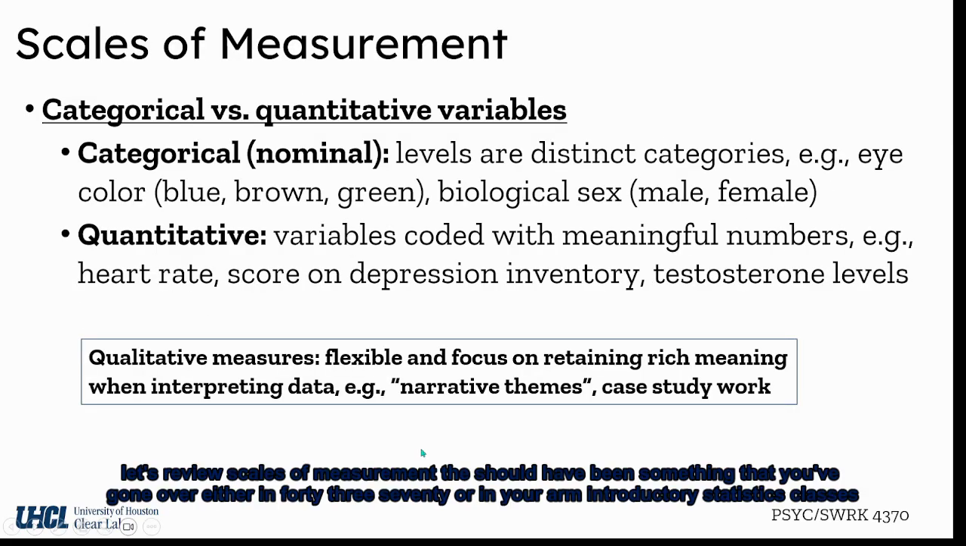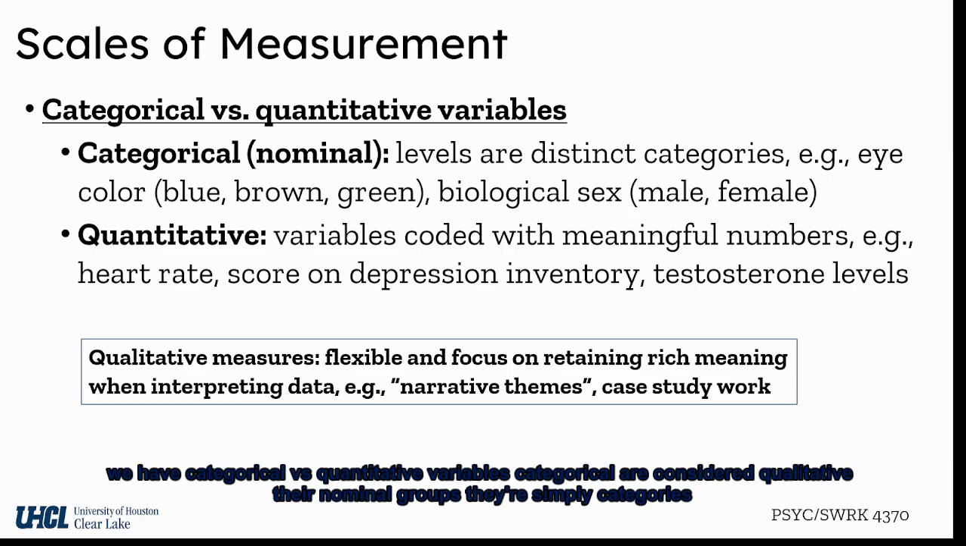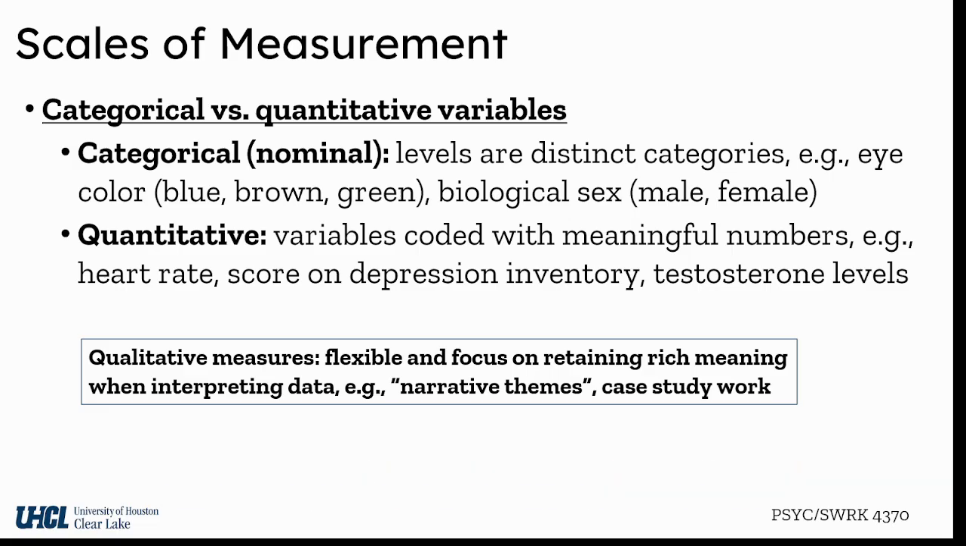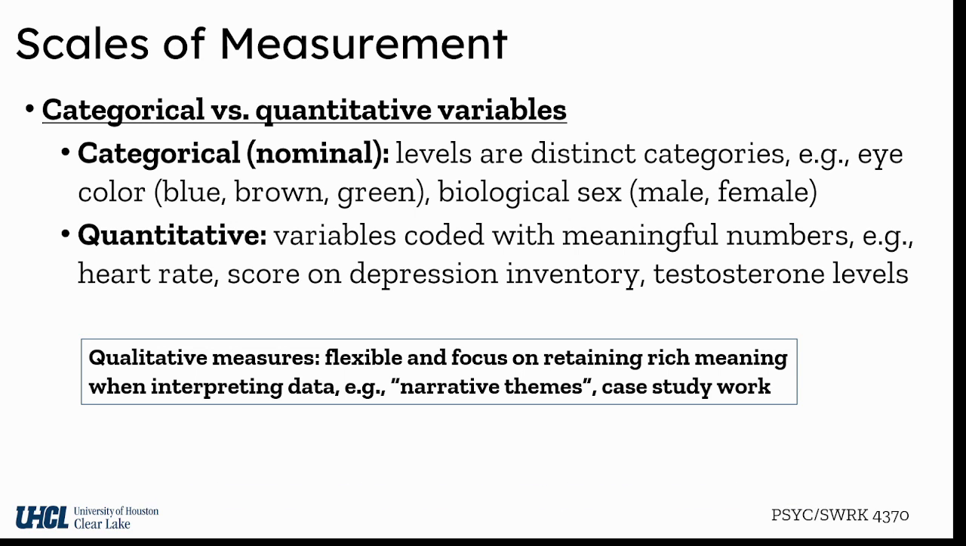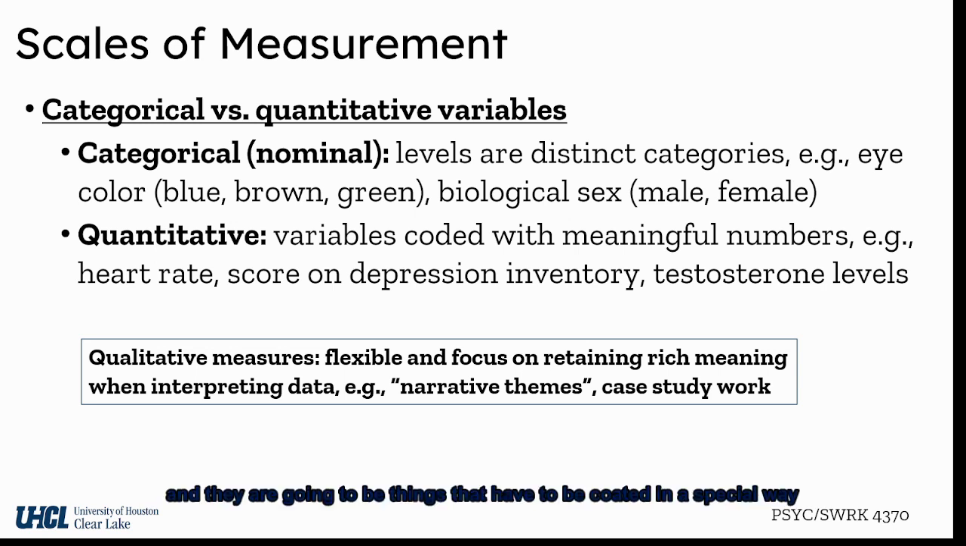So let's review scales of measurement. This should have been something that you've gone over either in 4370 or in your introductory statistics classes. We have categorical versus quantitative variables. Categorical are considered qualitative. They're nominal groups. They're simply categories. This might include something like eye color or your sex, biologically speaking. And they are going to be things that have to be coded in a special way because they're qualitative. These are flexible and they focus on retaining rich meaning from the answers that are given.